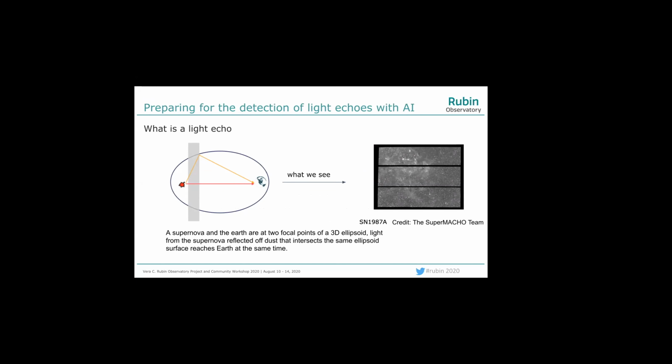Light echoes are the reflections of stellar explosions on interstellar dust. For example, a supernova and the Earth are at the two focal points of a 3D ellipsoid, and light from the supernova reflected off dust that intersects the same ellipsoid comes to the Earth at the same time. What we see on the sky is a beautiful ring, coming later than the directly detected sources.